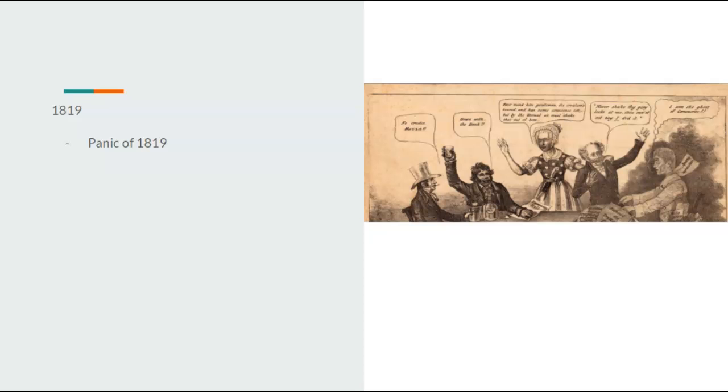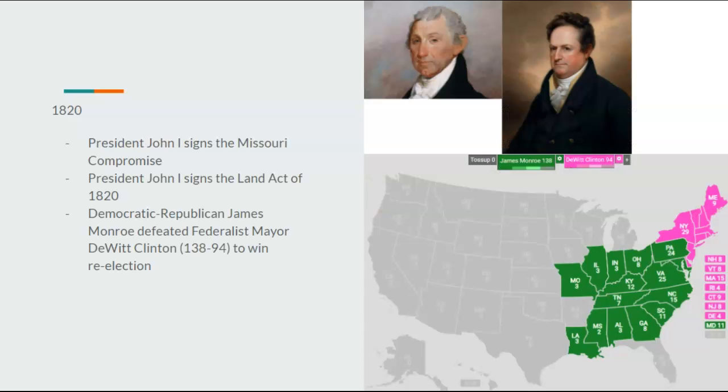In 1819, there would be the Panic of 1819, which would be the first financial crisis within the United States, and this would make John I even more unpopular. In 1820, President John I would sign the Missouri Compromise, which makes him a little more popular, but it would turn out to be a bad decision on his part. He would also sign the Land Act of 1820.